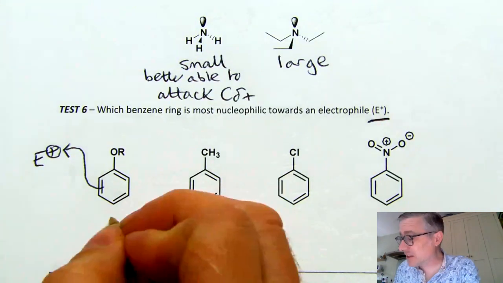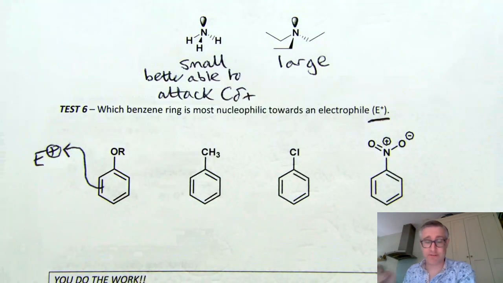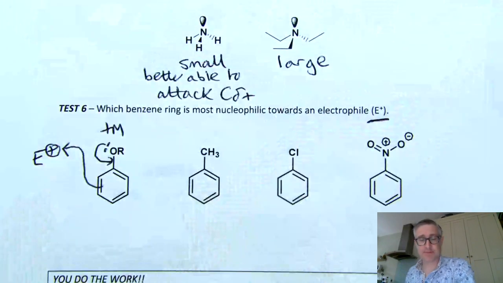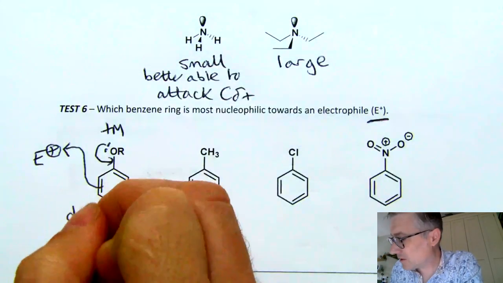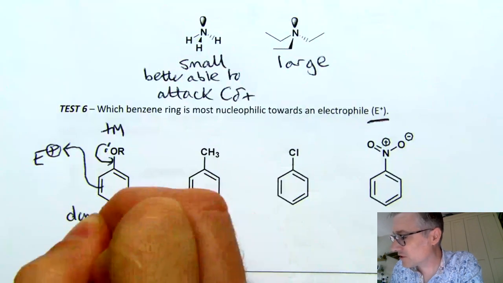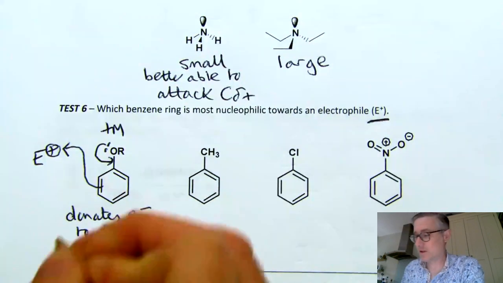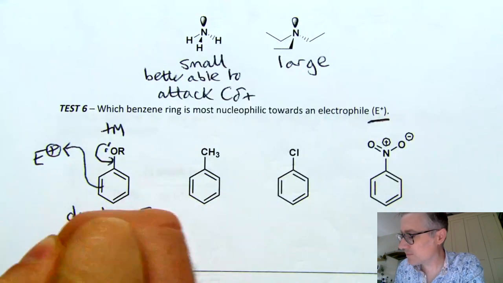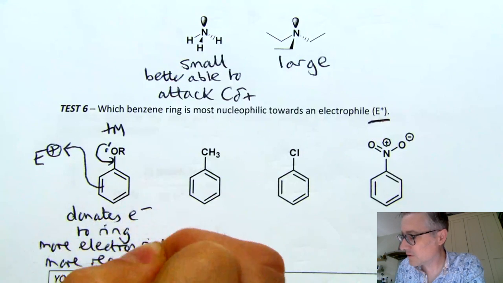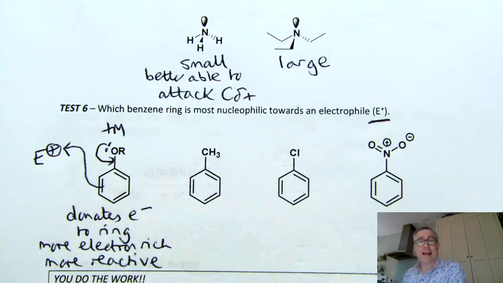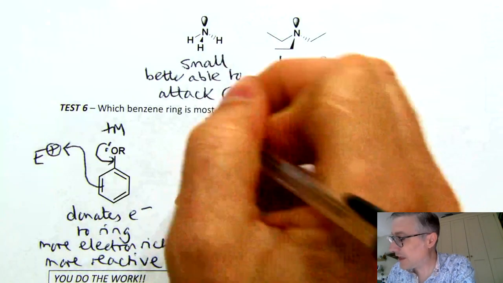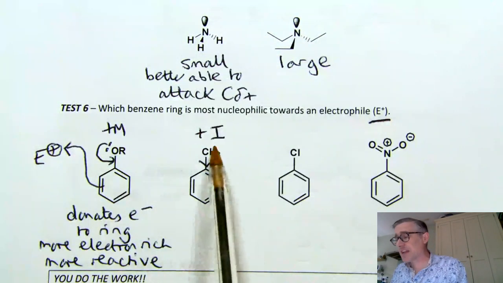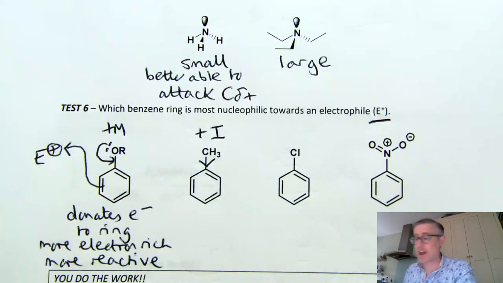Hopefully, you decided that this one on the left was the most reactive. Why? A plus M effect donates electrons to the ring. It's more electron rich. So it's more reactive. Here, we just have a plus I effect, and as we said in an earlier screencast, plus I effects are less important than plus M effects.